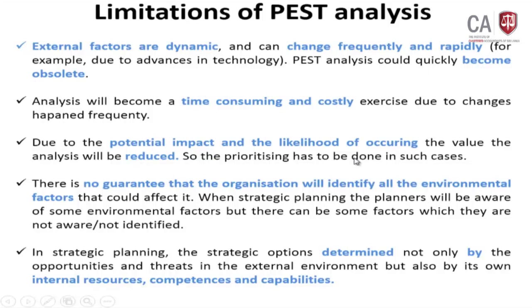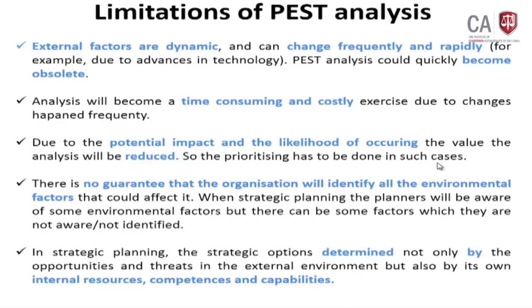The occurring of one thing, one impact, can be in many ways, so very few ways. So the cost of that also can be reduced accordingly. So the prioritizing has to be done in such cases. In that way, you will have to prioritize the occurrence of the incidents.